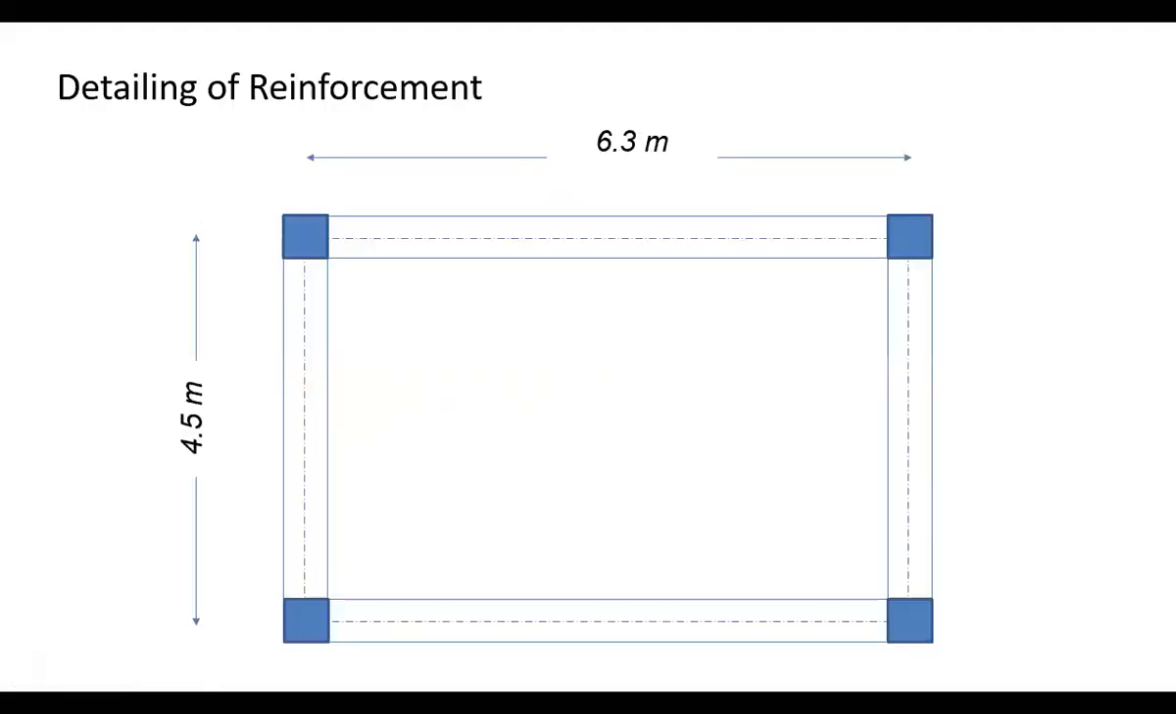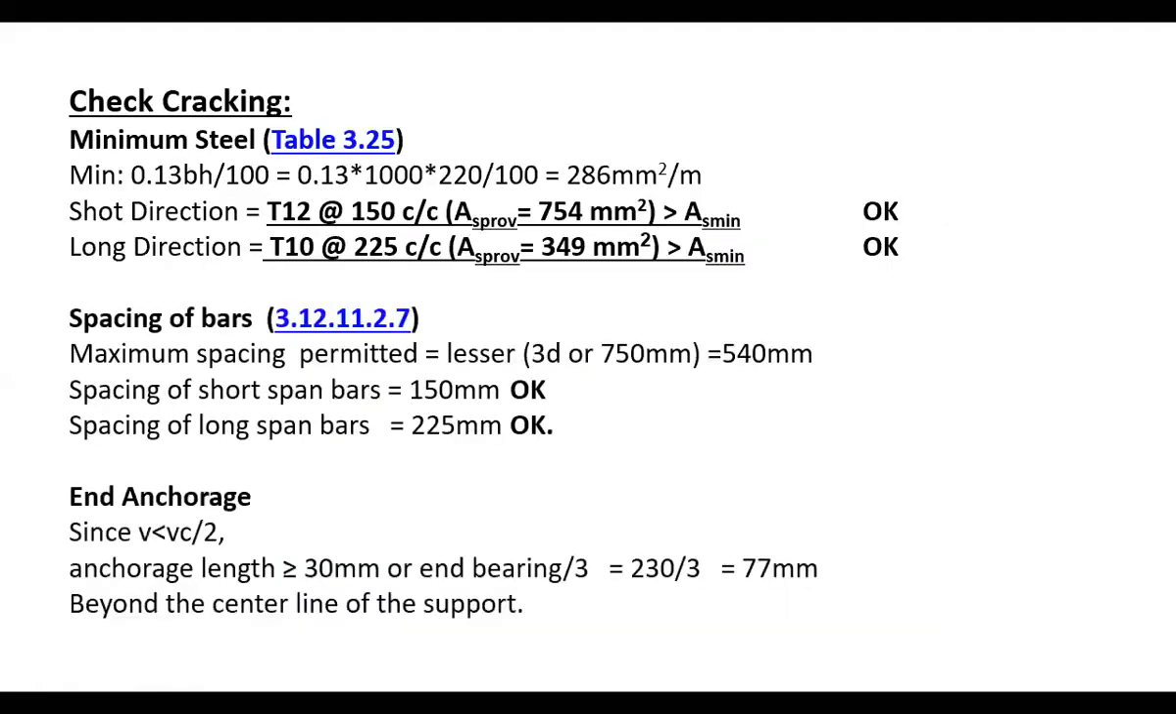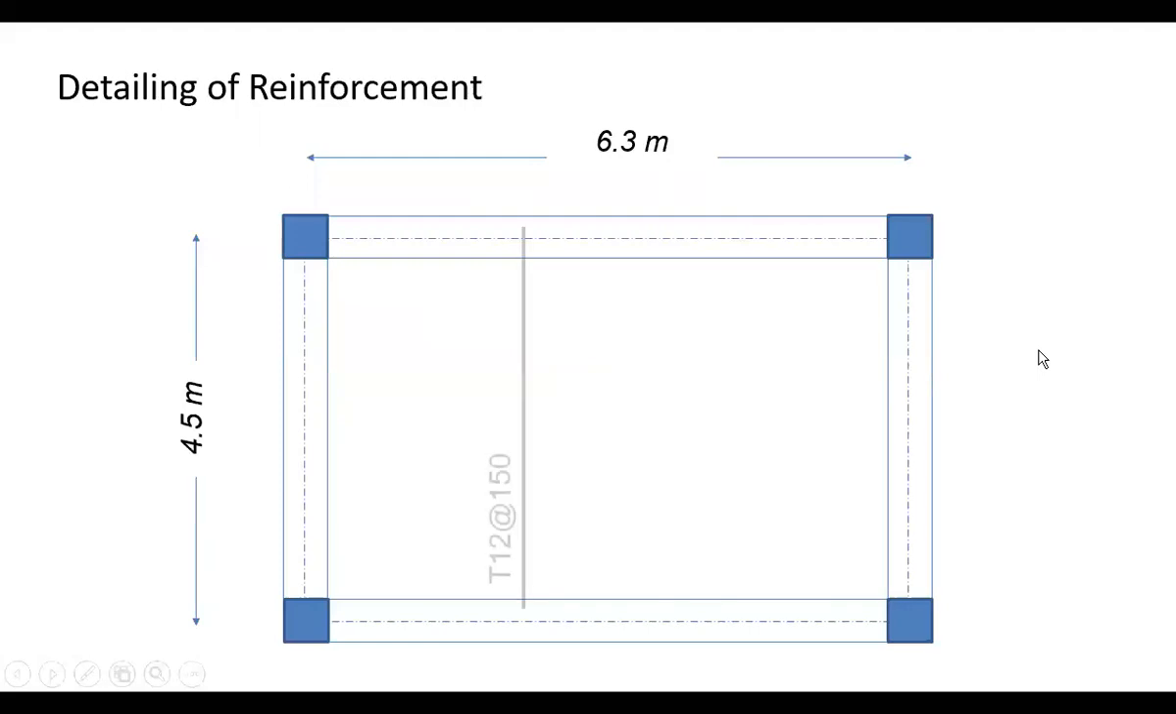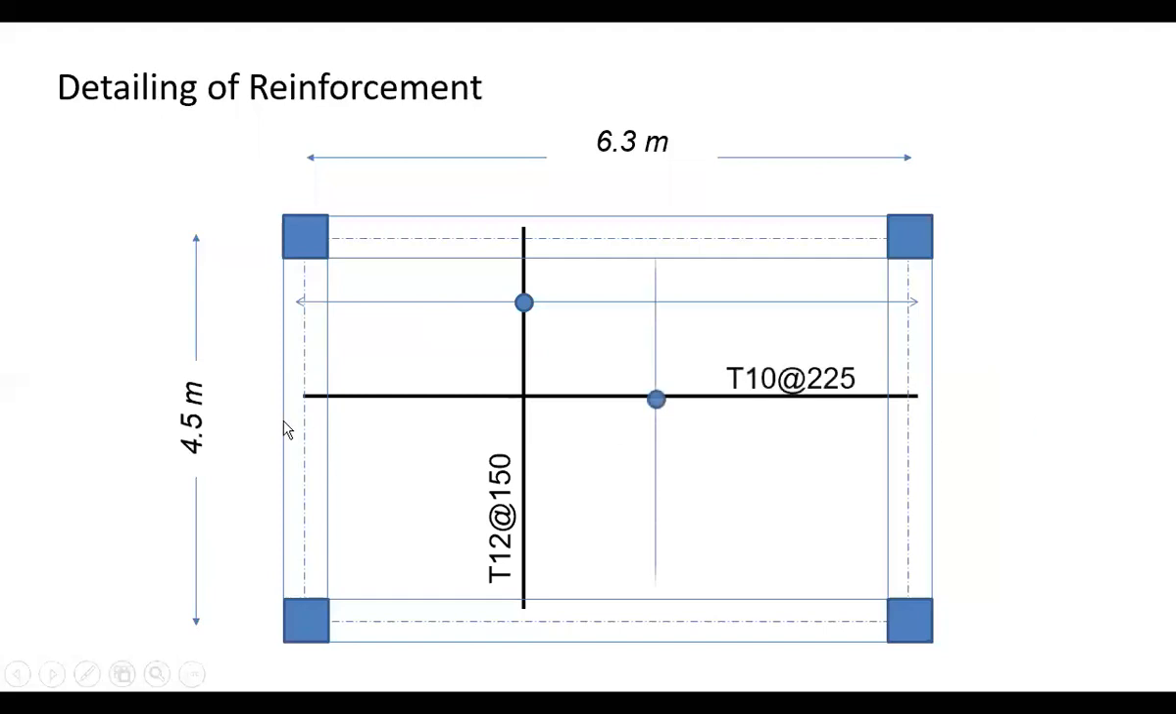And the last thing to do here is to make a drawing, a plan showing your reinforcement. Okay, keep in mind that in short direction we have T12 spaced at 150, and in the long direction we have T10 spaced at 225. So we start with the short direction. In the short direction, T12 is spaced at 150, and it will be for the whole slab. Okay, in the long direction also, this is the long steel. We are going to use T10. It's spaced at 225 millimeter, and this will be the end of this video.